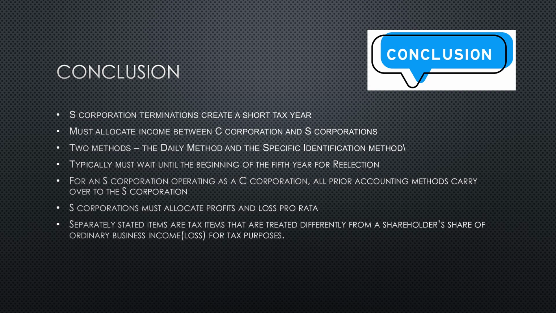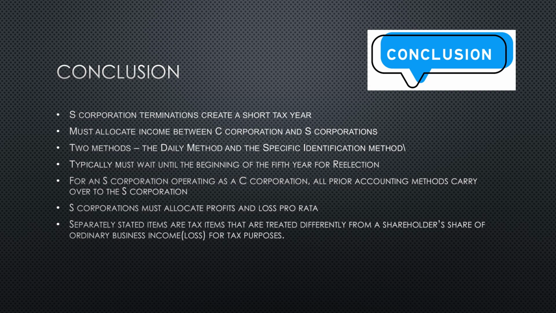So in conclusion, S corporation terminations create a short tax year for both the C and the S corporations. We must allocate the income between the C and the S corporation by using the two methods given to us, the daily method or the specific identification method. S corporations that have terminated their status must wait until the beginning of the 5th year to make a re-election into the S corporation.